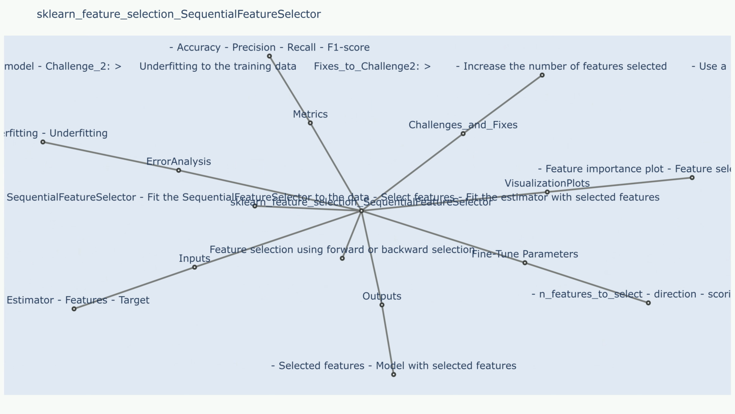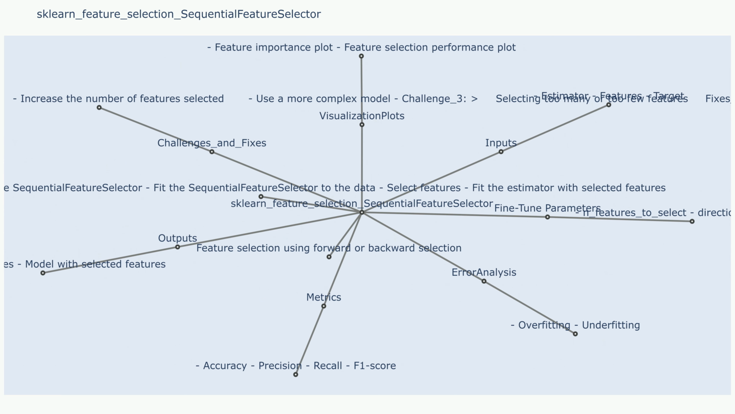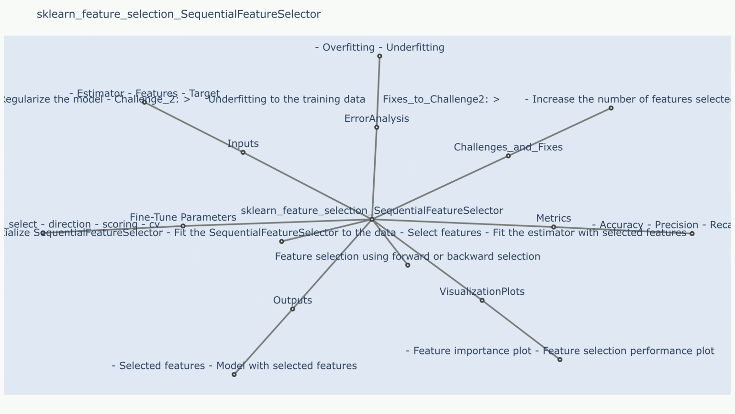Metrics. Scoring metric used for feature evaluation. Examples include accuracy, precision, recall, F1 score, AUC, etc. Cross-validation score, e.g., mean accuracy across different iterations. Visualization plots. Feature importance plot visualizes the importance of each feature in the final selected set. Feature selection path plot shows the selection process, including the features added or removed at each step.